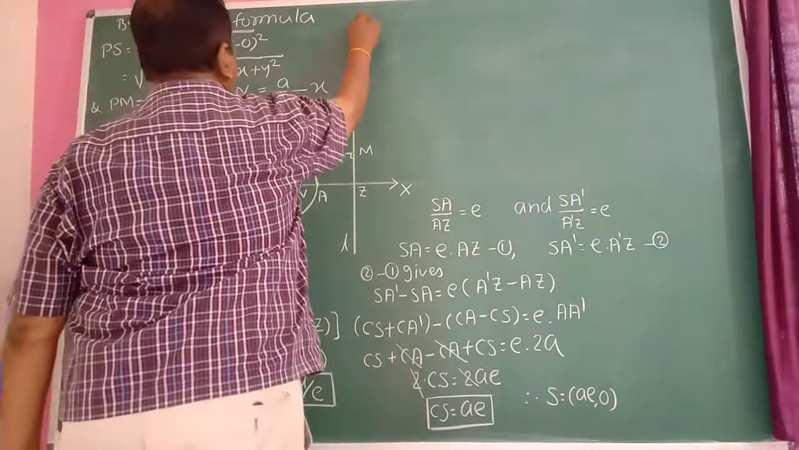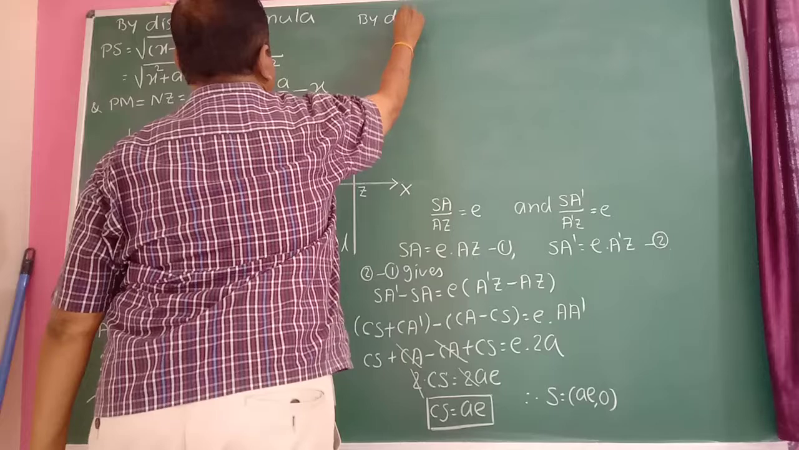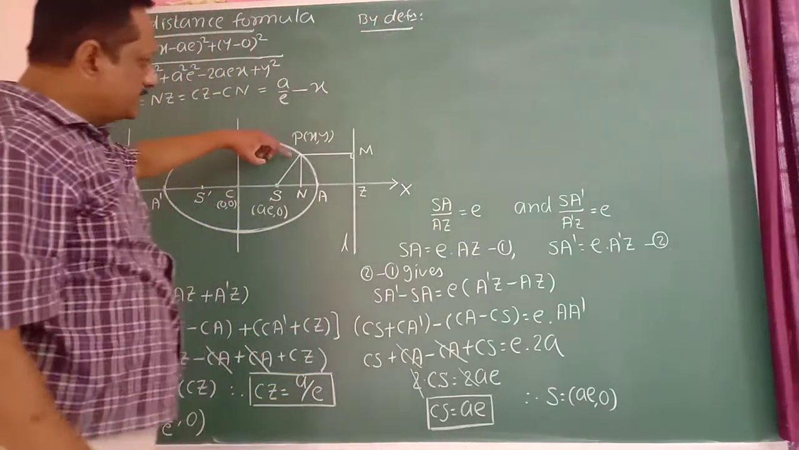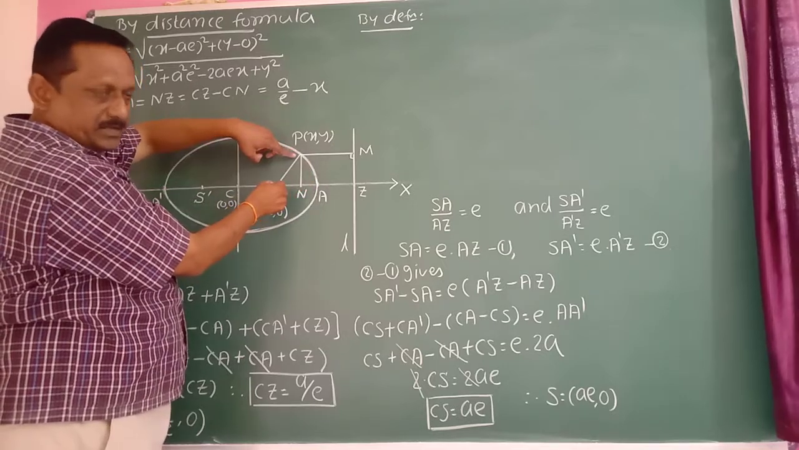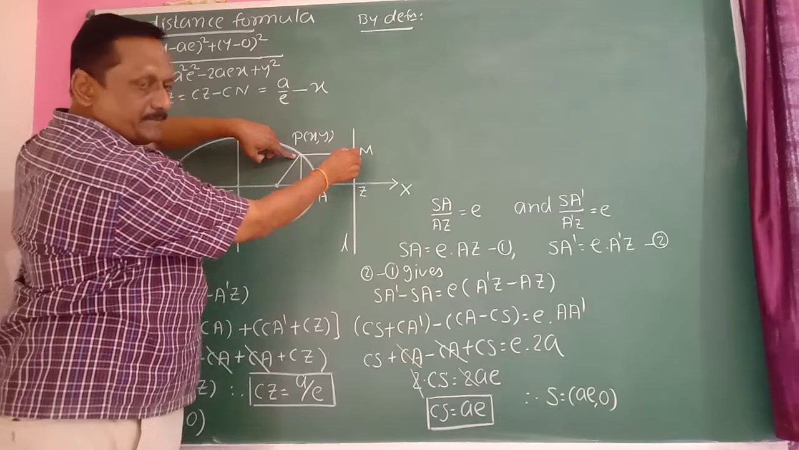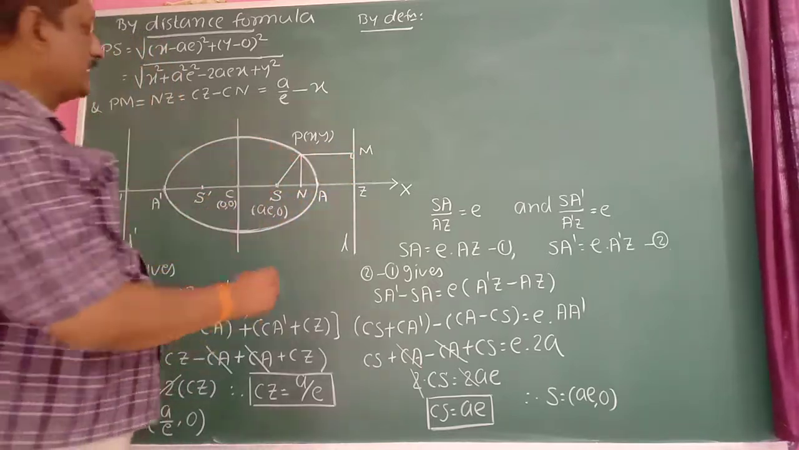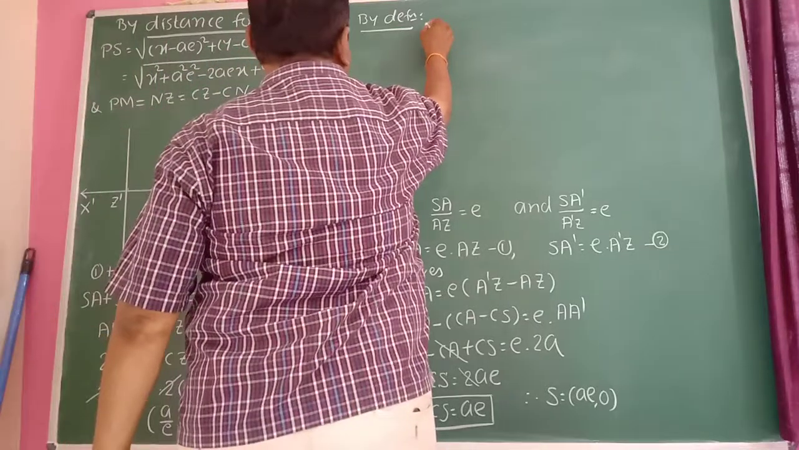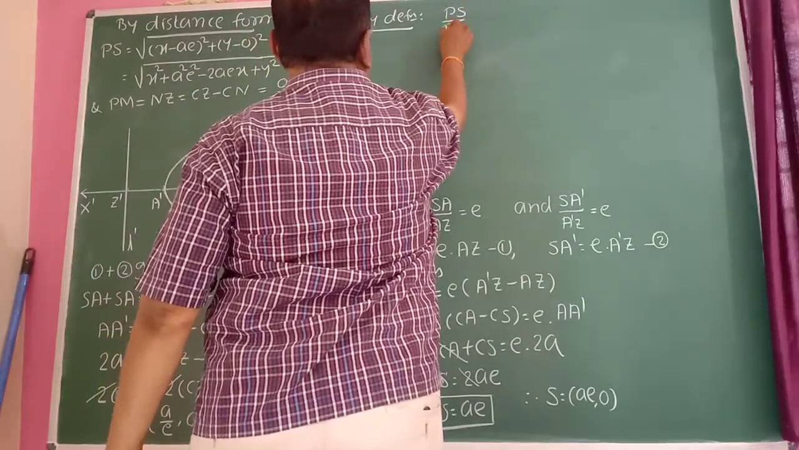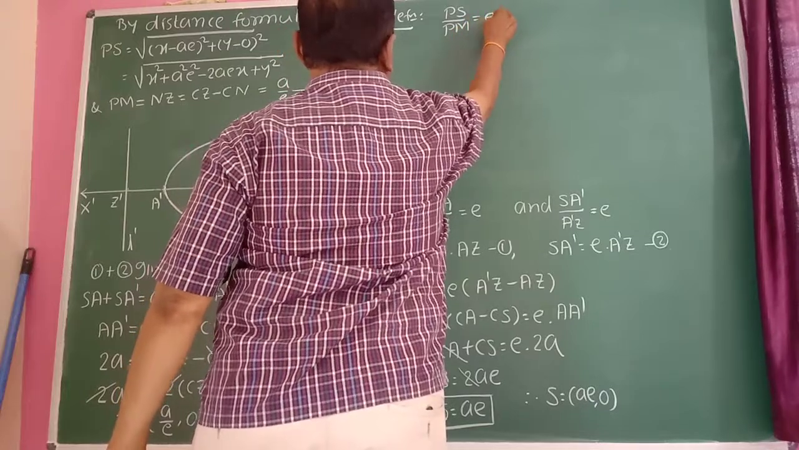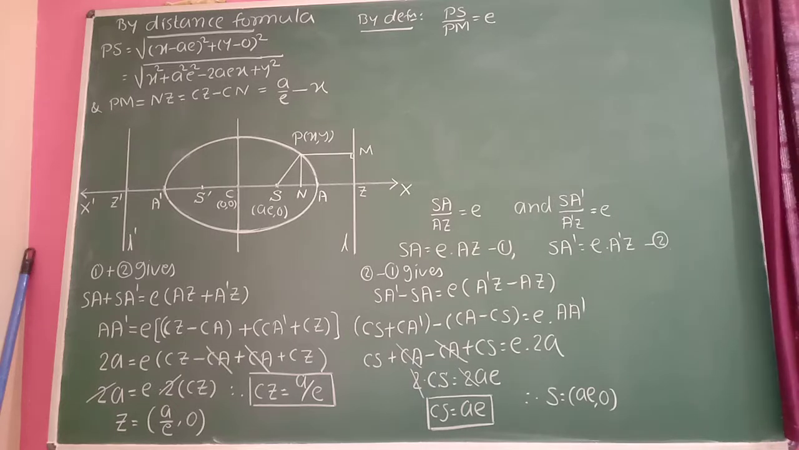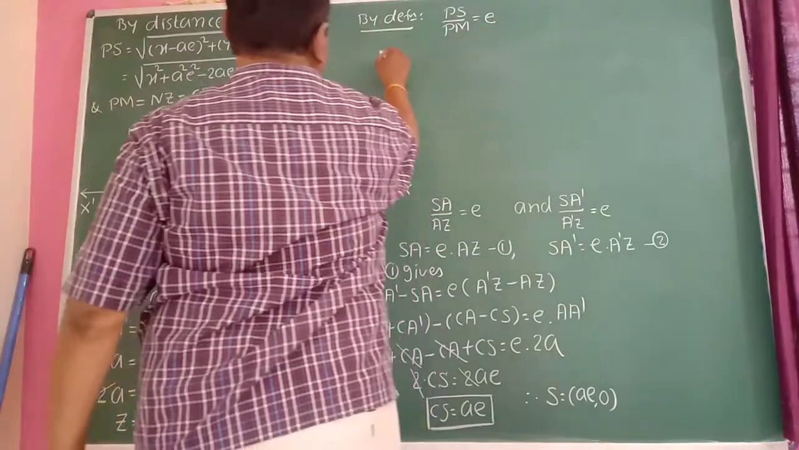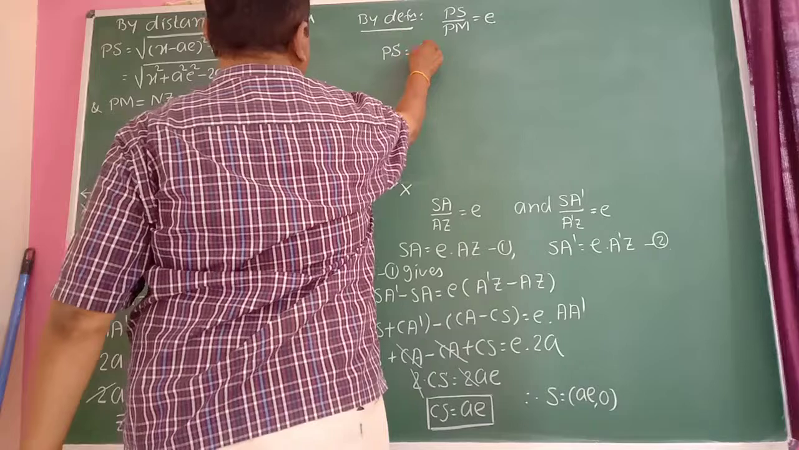Again, by the definition of the conic, P is a point of the ellipse. Its distance from the fixed point is PS, its distance from the fixed line is PM, and its ratio is always constant. PS upon PM is equal to e. This is by the definition of a conic. Then take PM to the right hand side: PS is equal to e into PM.